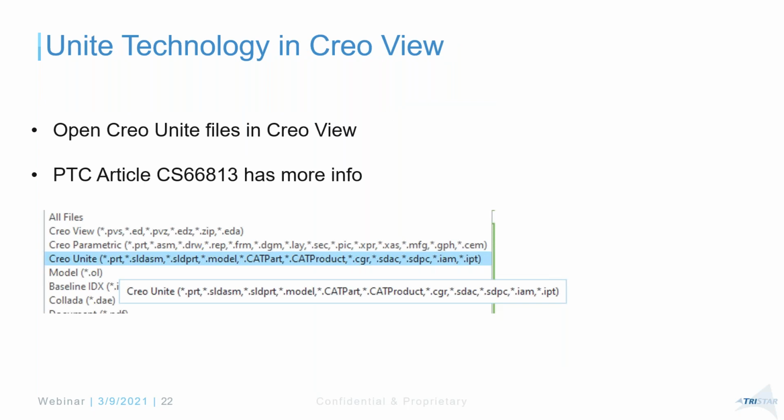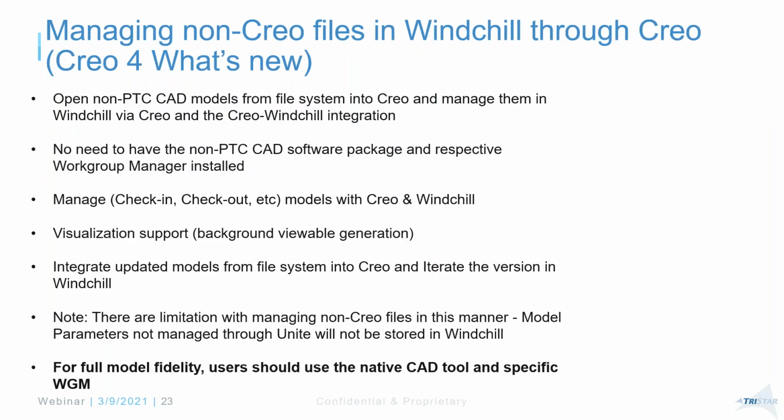But Unite technology is also supported in Creo View. You can read more about that in the article CS66813 that gives you more information. So when you do a file open in Creo View, you do have the option here, as you can see, for Creo Unite, and it could be NX parts. NX has the same extension as Creo parts, right? .prt, that's NX parts, SolidWorks files, CATIA files, right? Inventor file assemblies and parts, etc. So you're able to bring that into Creo View as well.